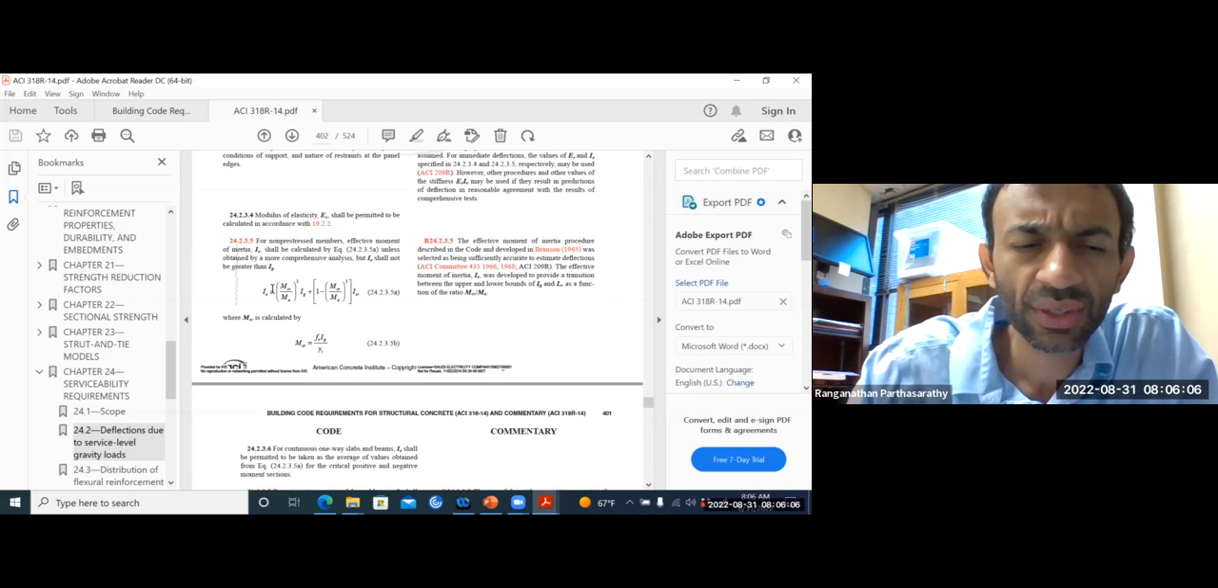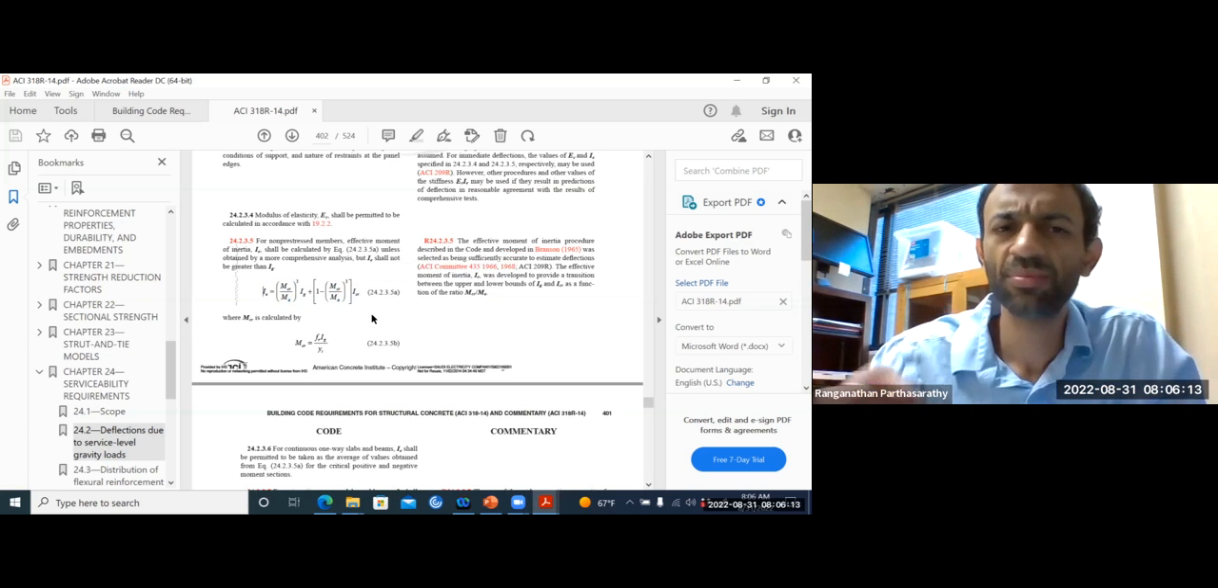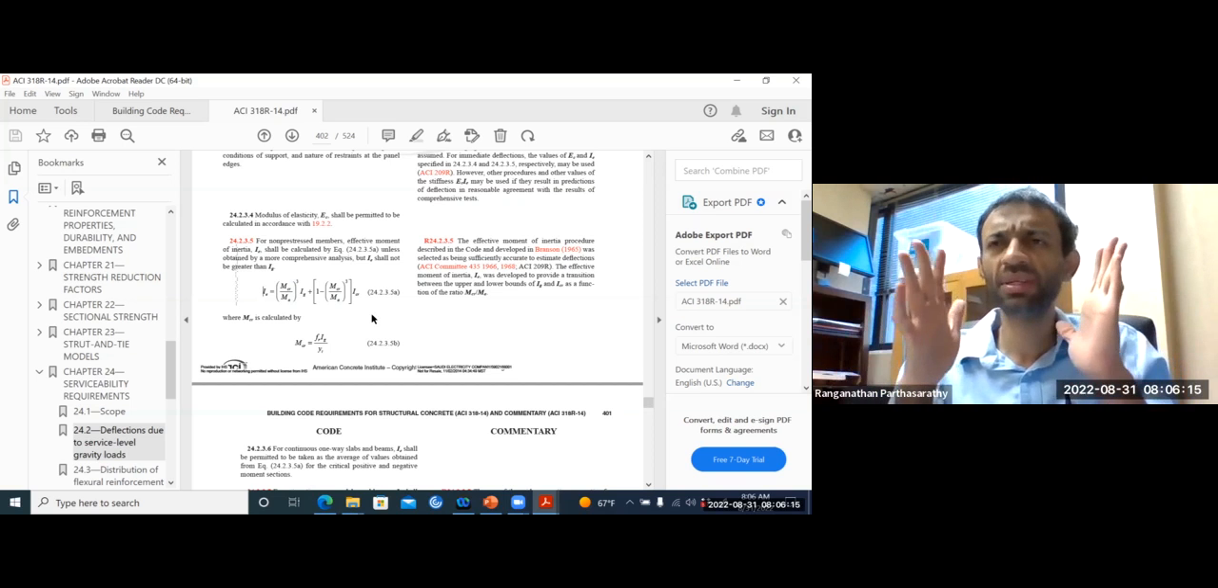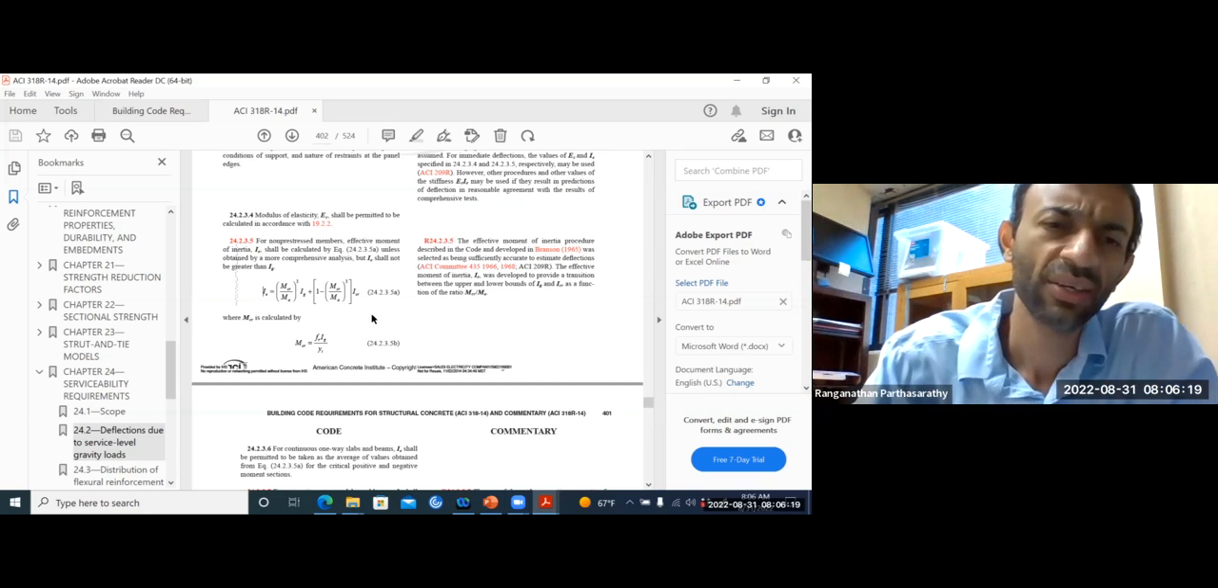So that's your interpolation for the effective moment of inertia for non-pre-stressed members. Remember, we are interpolating between completely uncracked and completely cracked. It's somewhere in between. Okay.